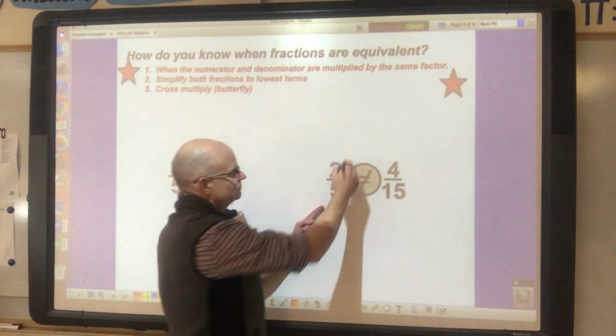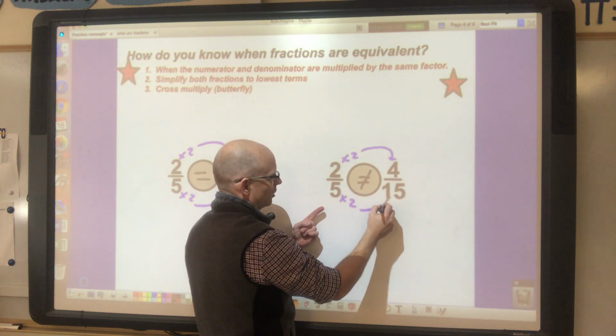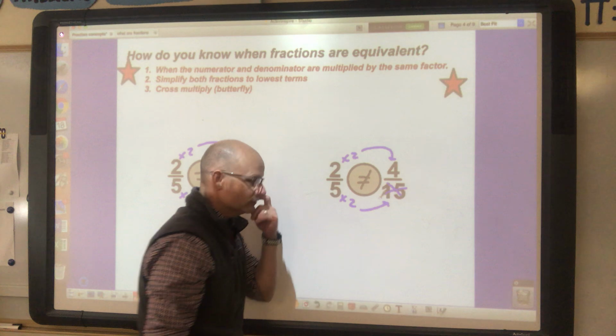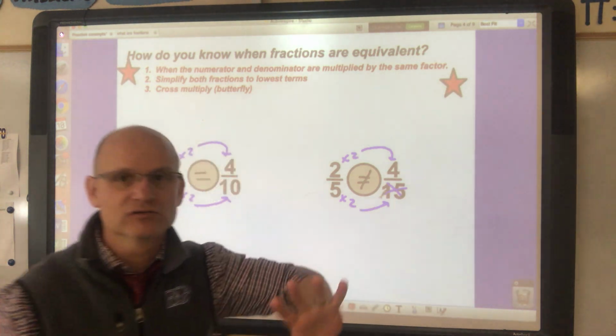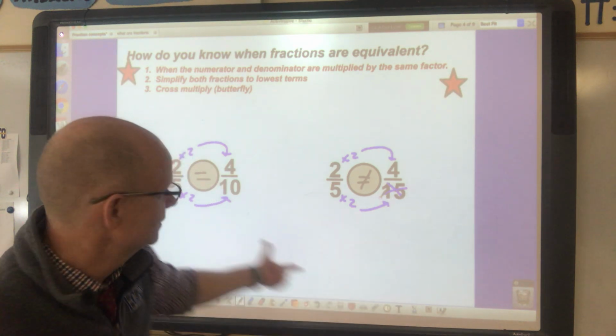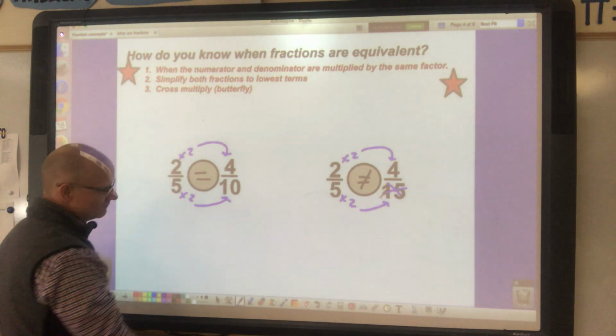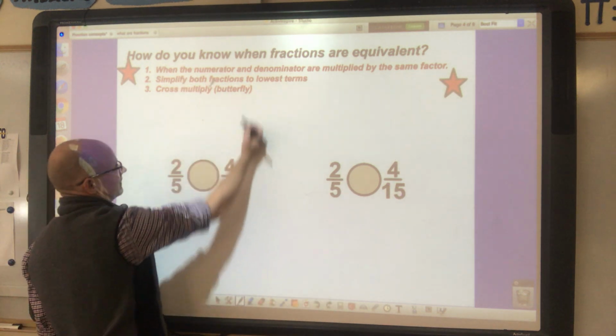Over here, 2 times 2 is 4, 5 times 2, uh-oh, not 10. So they don't equal. Those two fractions are not equivalent. Why? Because they are not multiplied by the same common factor. Over here, they are. Another way of knowing if fractions are equivalent is by simplifying to lowest terms.